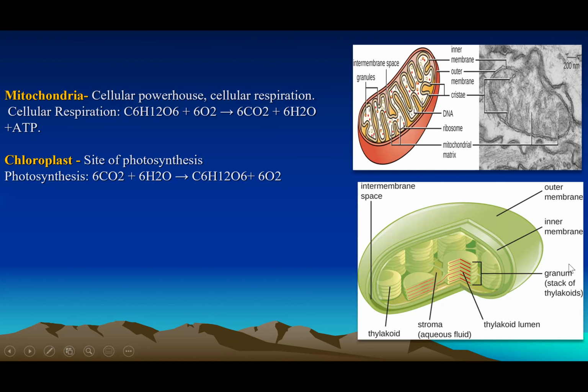Chloroplast. So here's a chloroplast. This is also a double membrane. It has a stack of membranes called granum. The liquid part is called stroma, and they are capable of harvesting light energy to start the process of photosynthesis, which is carbon dioxide and water coming together to form sugars and oxygen.